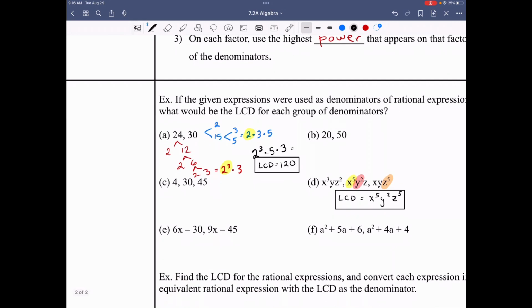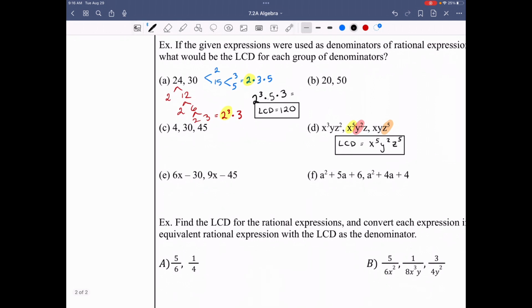Okay, let's look at E. The first thing that we have to do is factor them completely, so I'm going to factor out a 6. Then on the other one, I'm going to factor out a 9. So here we can see that x minus 5 is the same, and then we have 6 and 9. And then 6 and 9 factor further as this, and since the 3 is repeated for the 9, we're going to write that as 3 squared.